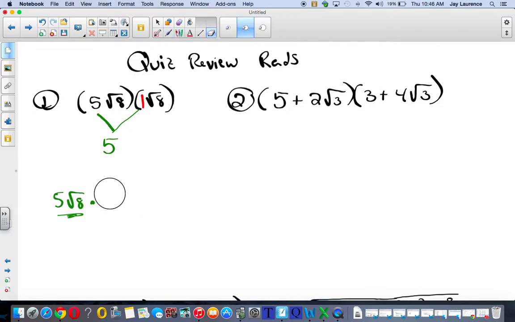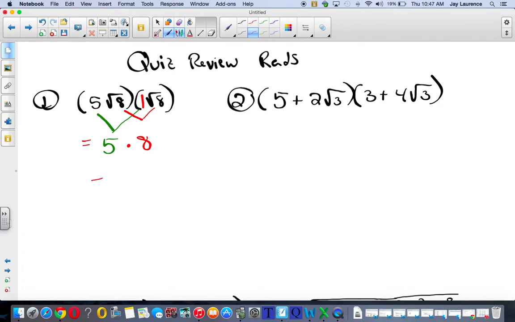So what we have to remember is to multiply rad 8 times rad 8. And rad 8 times rad 8 would be 8. Now, we won't get 58, of course, because it's all multiplication. So we're going to multiply and get the answer of 40. Now, by the way, you can check this easily on your calculator.